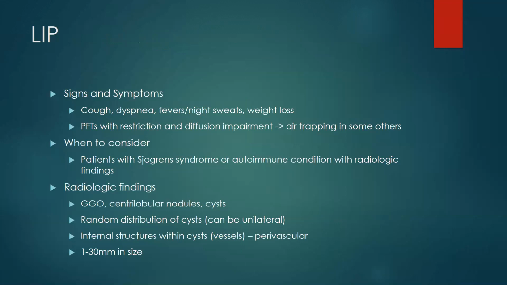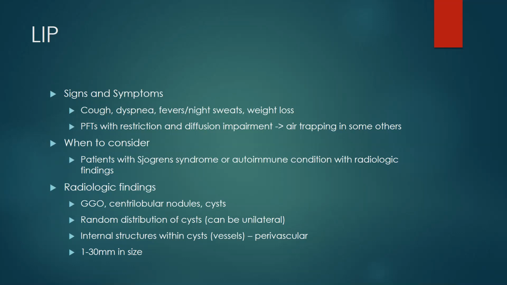So with that, in terms of signs and symptoms, we usually see a diffuse amount of coughing and dyspnea. We do see fevers and night sweats as well as weight loss. PFTs, a lot of times with restriction, always with a diffusion impairment.